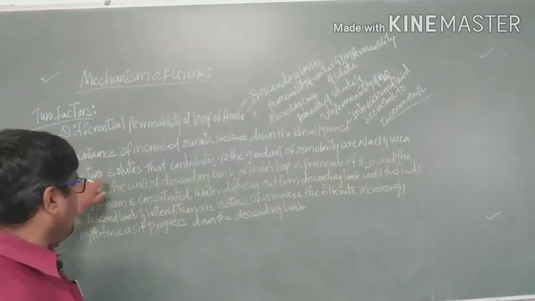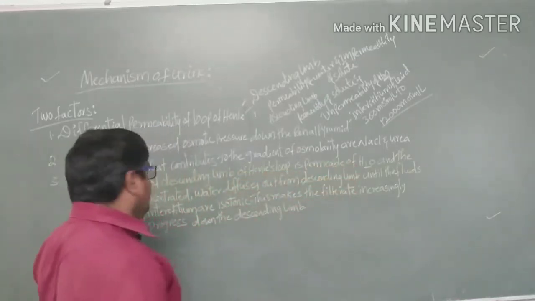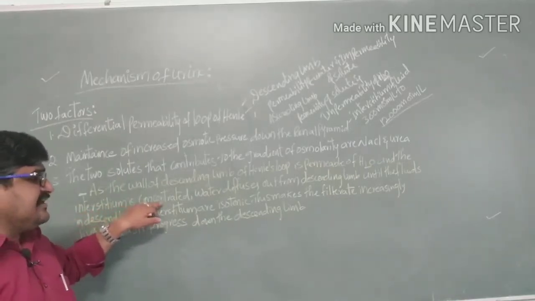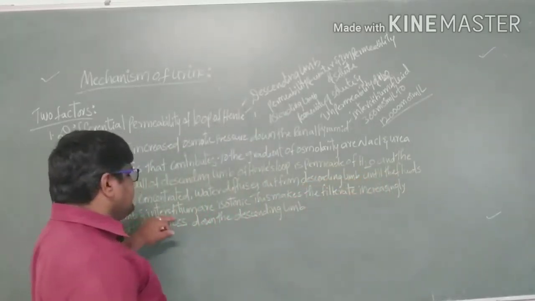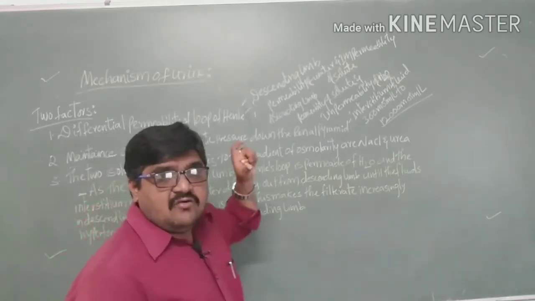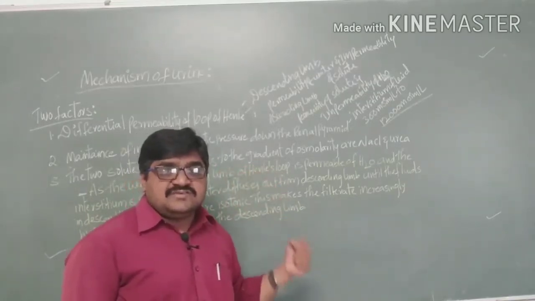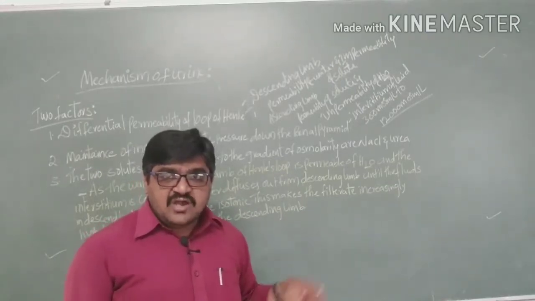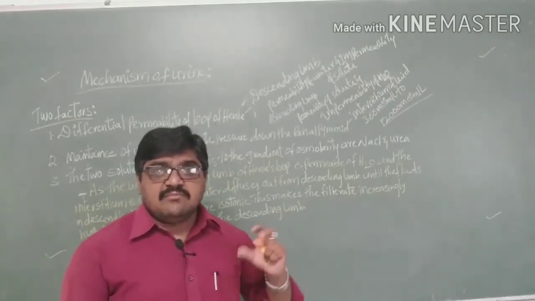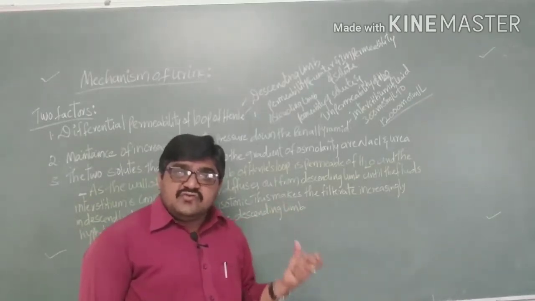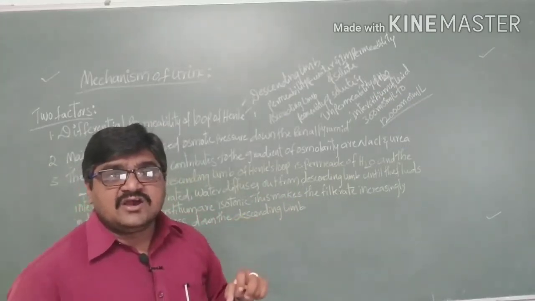Now, as the wall of the descending limb of the loop of Henle is permeable to water and the interstitium is concentrated, water diffuses out from the descending limb until the fluid in the descending limb and the interstitium are isotonic. That means the water enters and diffuses into the interstitium, up to the point where both become isotonic in solution.